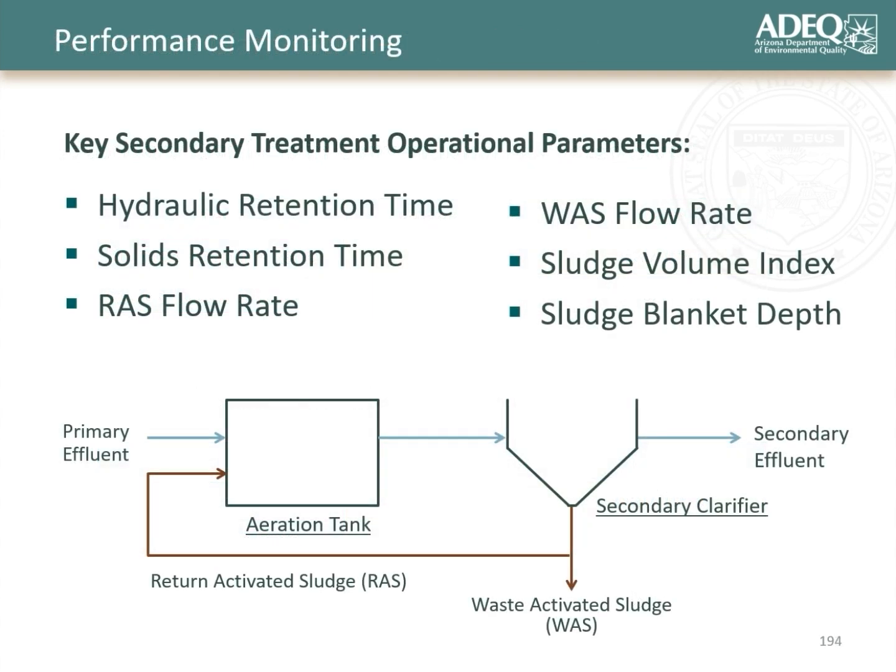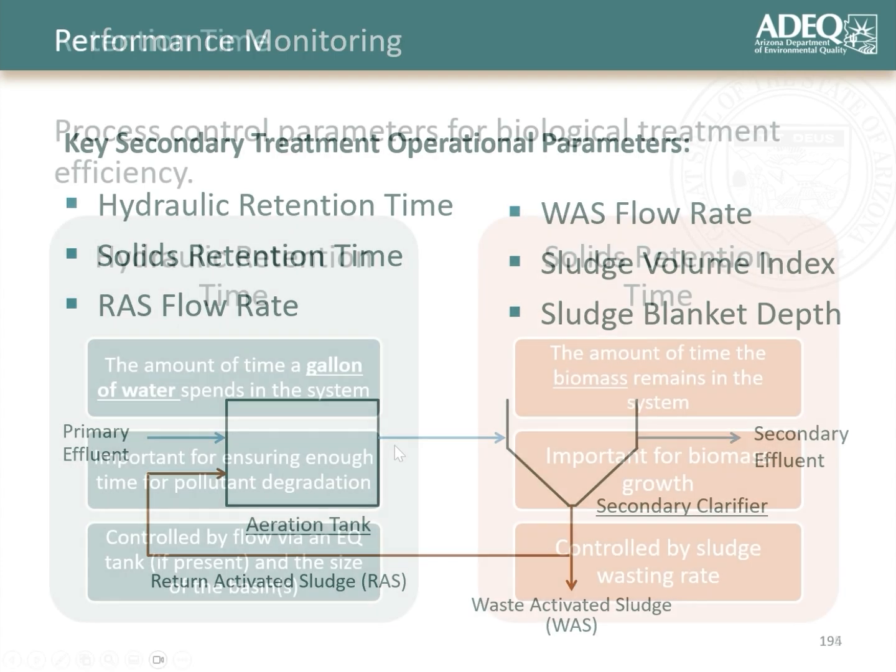So in terms of performance monitoring for our secondary clarification and the ultimate handling of the solids and the biomass associated with activated sludge systems, there are a couple of key parameters that we want to look at. Number one is hydraulic retention time, similar to what we talked about with primary clarifiers. Solids retention time, which is a new terminology we're going to talk about, and it is extremely important in terms of your system operations. The RAS flow rate, the WAS flow rate, sludge volume index, and sludge blanket. We're going to talk about each one of these.